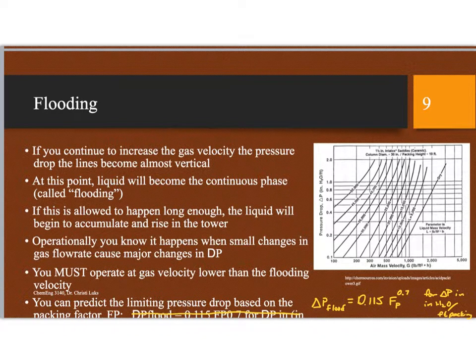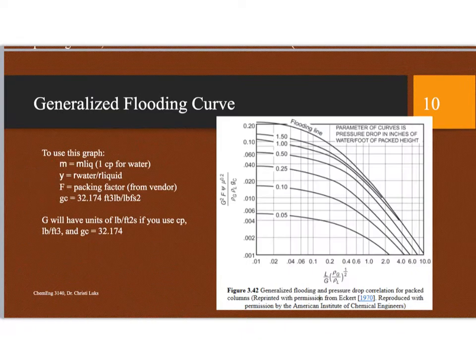we want to use delta P of flooding is this formula here, 0.115 times the packing factor to the 0.7 power. And the delta P that you're going to get from this is going to be in inches of water per foot of packing. We can do this using this graph here. Now this is viscosity, mu here, psi is the density of the water over the density of the liquid. F is the packing factor. We get that from the vendor, and G sub C is just the gravitational constant.